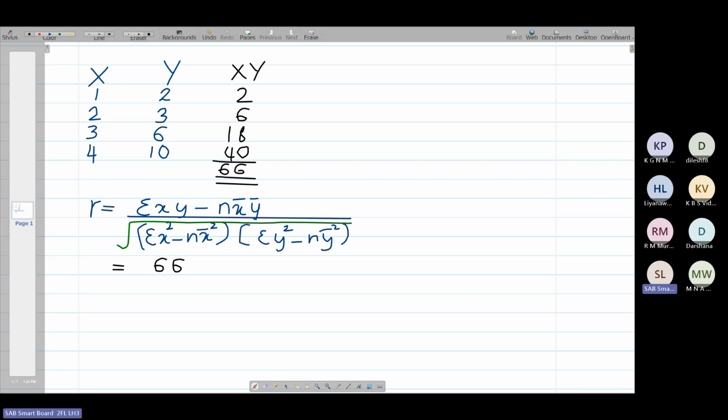Then here, minus n value. N means how many pairs are here? There are 4 pairs right here. Then we put here 4.